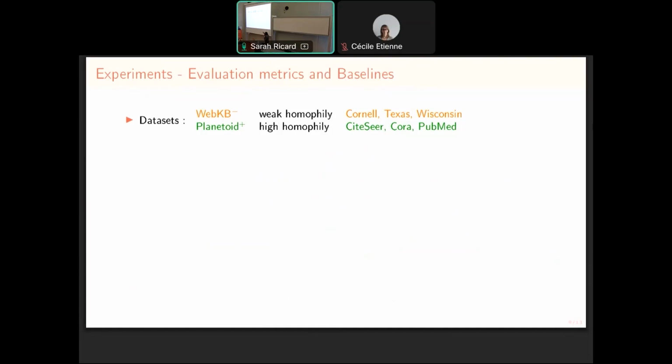But in the opposite, we have WebKB, the web knowledge base, which is very weakly homophilic, with also 3 graphs. And WebKB is graphs of websites. We have websites that are linking each other, but it's made so that it's weakly homophilic in this case.